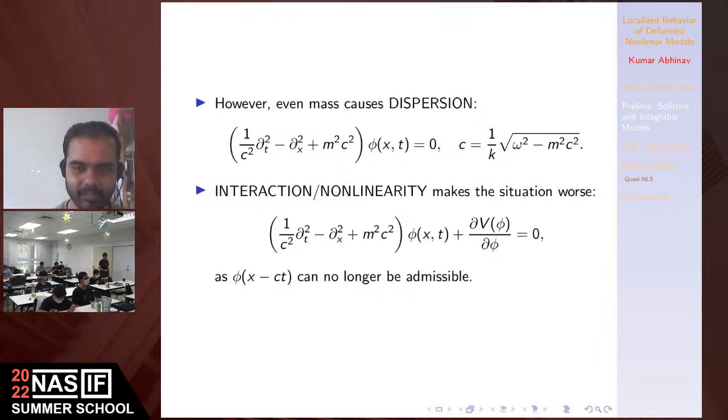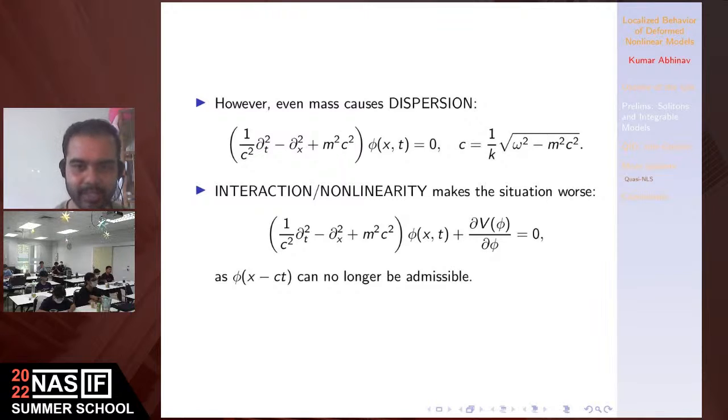So because of that, different parts of the solution will be spreading out at different speed. So there is no relation between them, or I should say there is no coherence between them, that they are relatively at the same position. So they will spread out. So the solutions of this massive Klein-Gordon equation are expected to disperse, that they will spread out. So they will not maintain their shape.